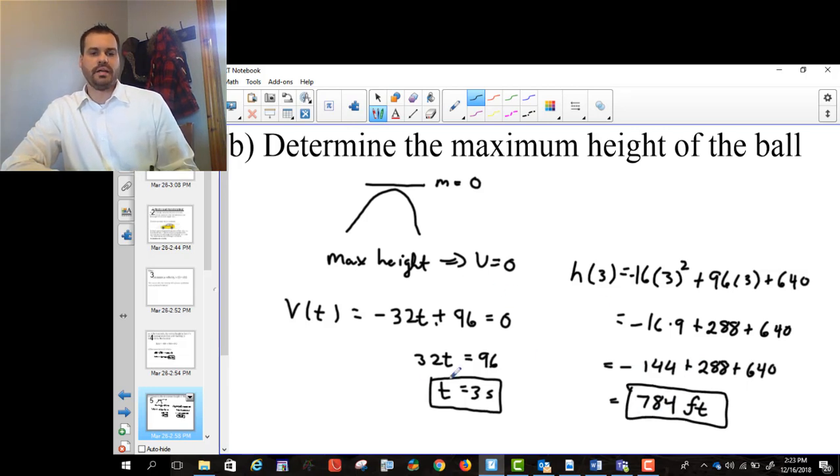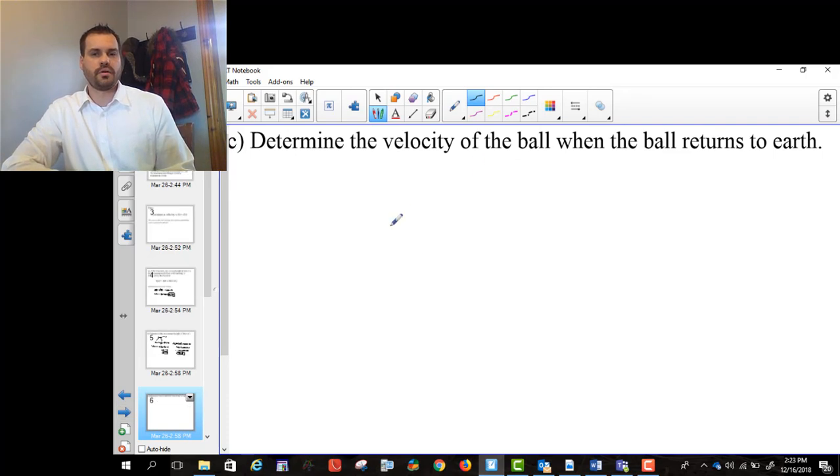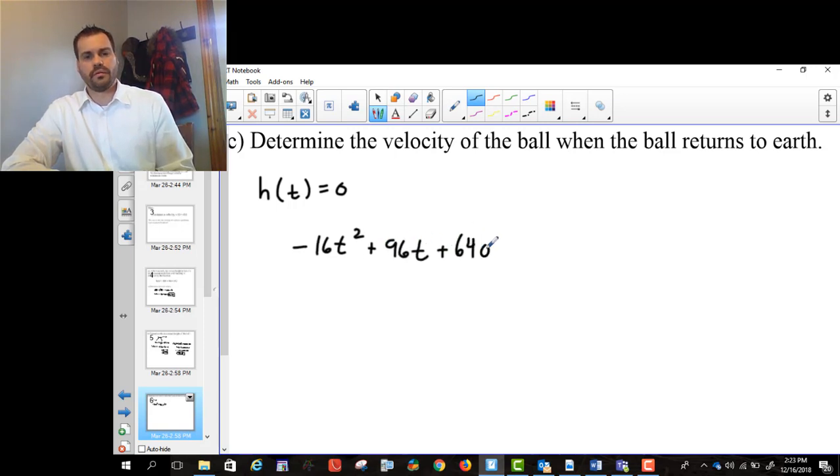So that's the maximum height, and it occurs at 3 seconds. All right, and then the next part says determine the velocity of the ball when the ball returns to Earth. So now I want to know what's the velocity when the height is equal to, whoops, when h of t is equal to 0. So I go minus 16t squared plus 96t plus 640 equals 0. I've got to figure out when that happens.